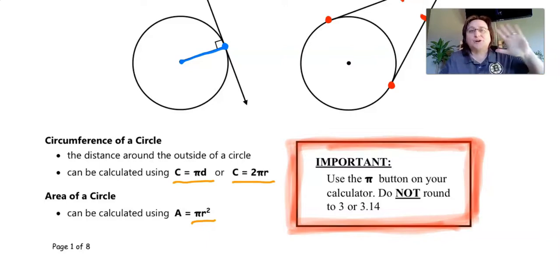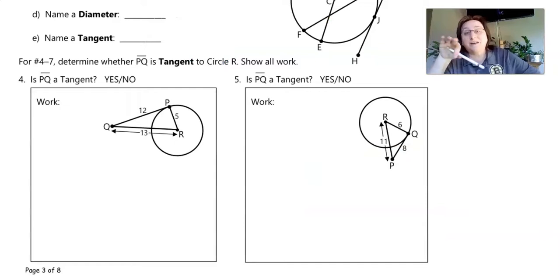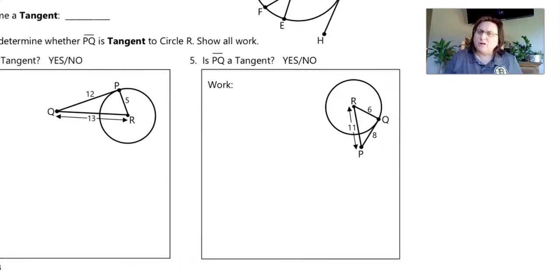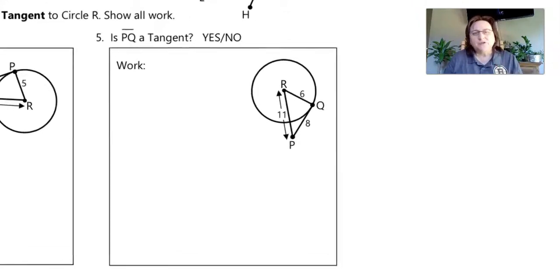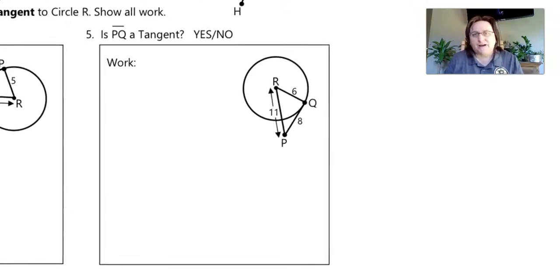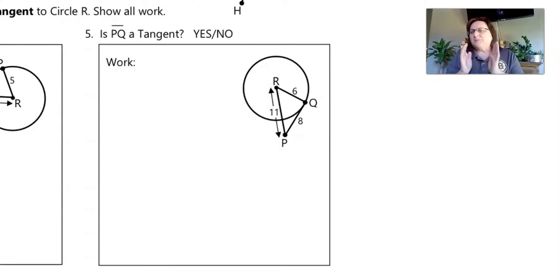And hey, guys, let's start with number 5. Go down to number 5 with me. Okay, so down here at number 5, before we do number 5, we've got to read the instructions. It says, determine whether or not line segment PQ is tangent to circle R. Then we got to show all of our work to prove it. So if I zoom in here on number 5, it says, is PQ a tangent line? Yes or no?